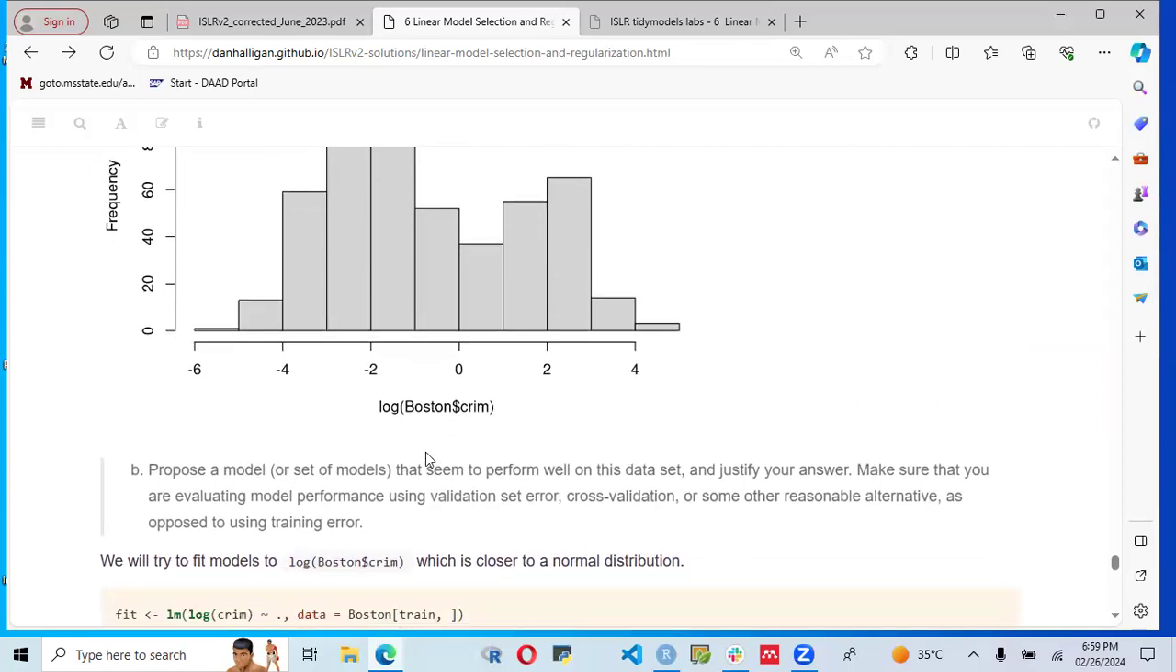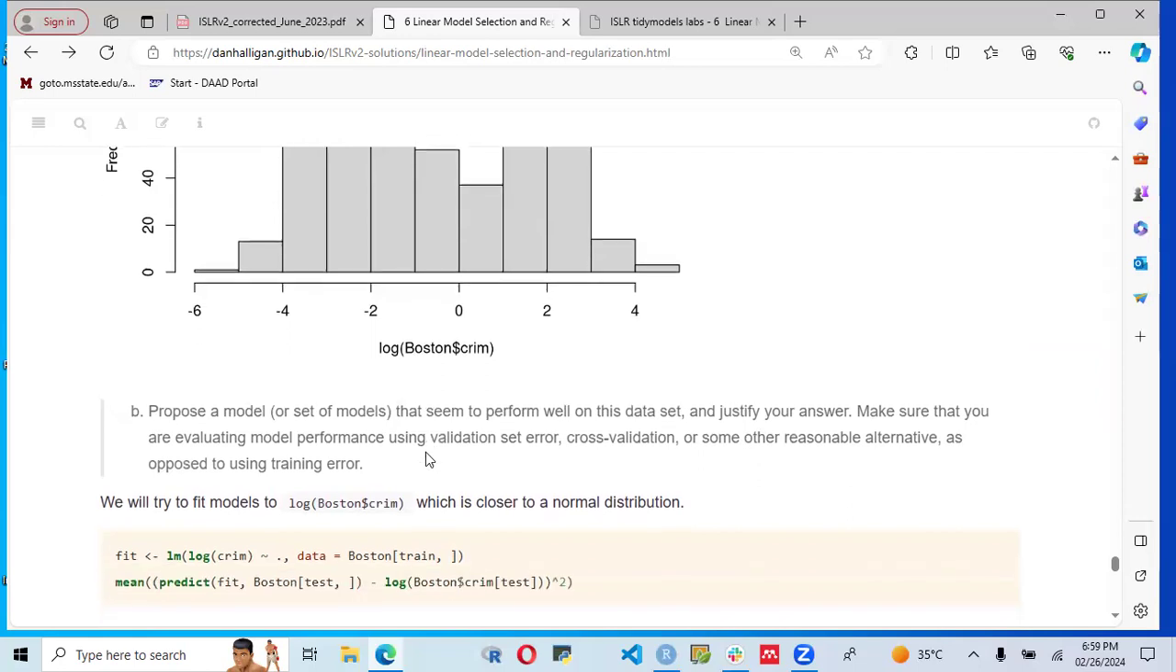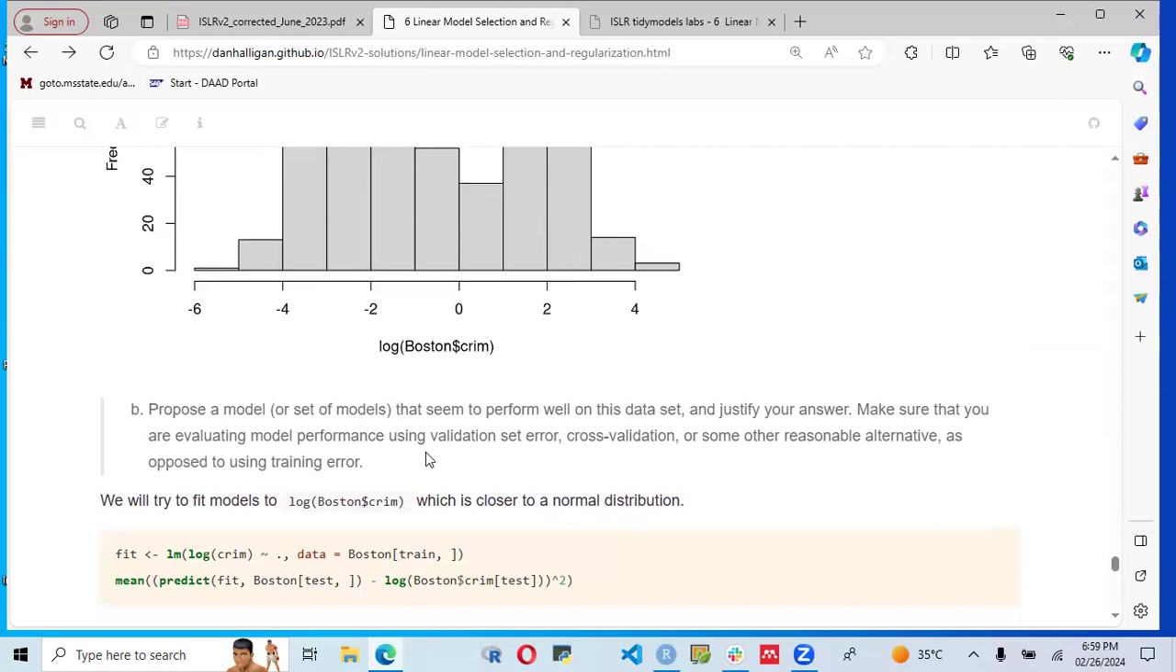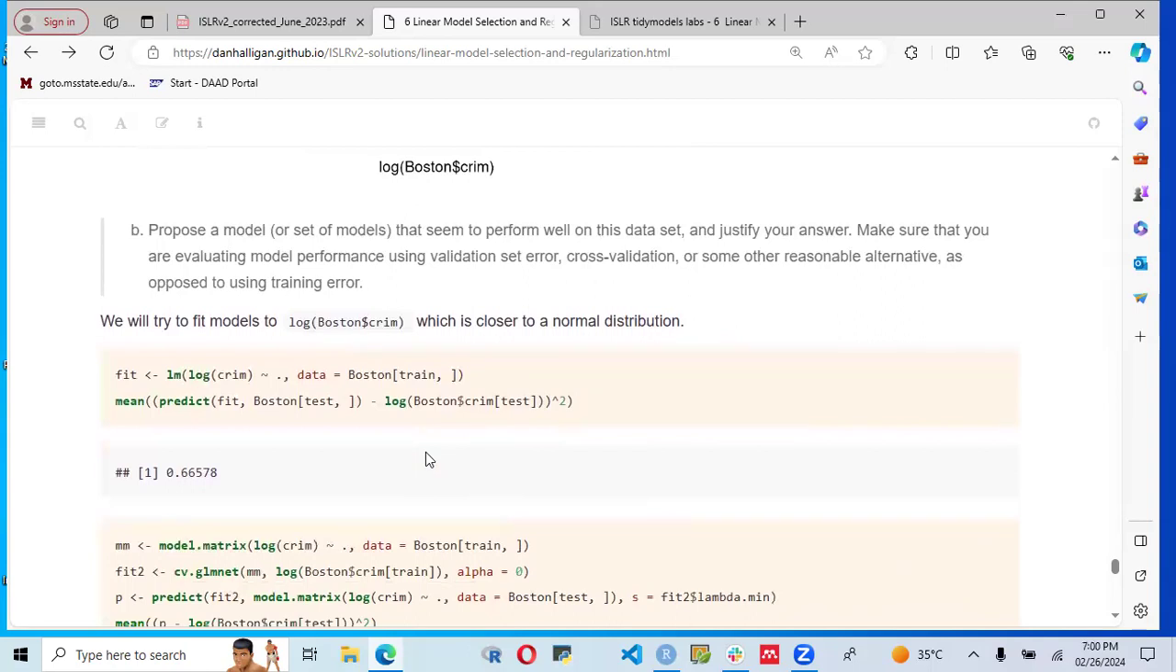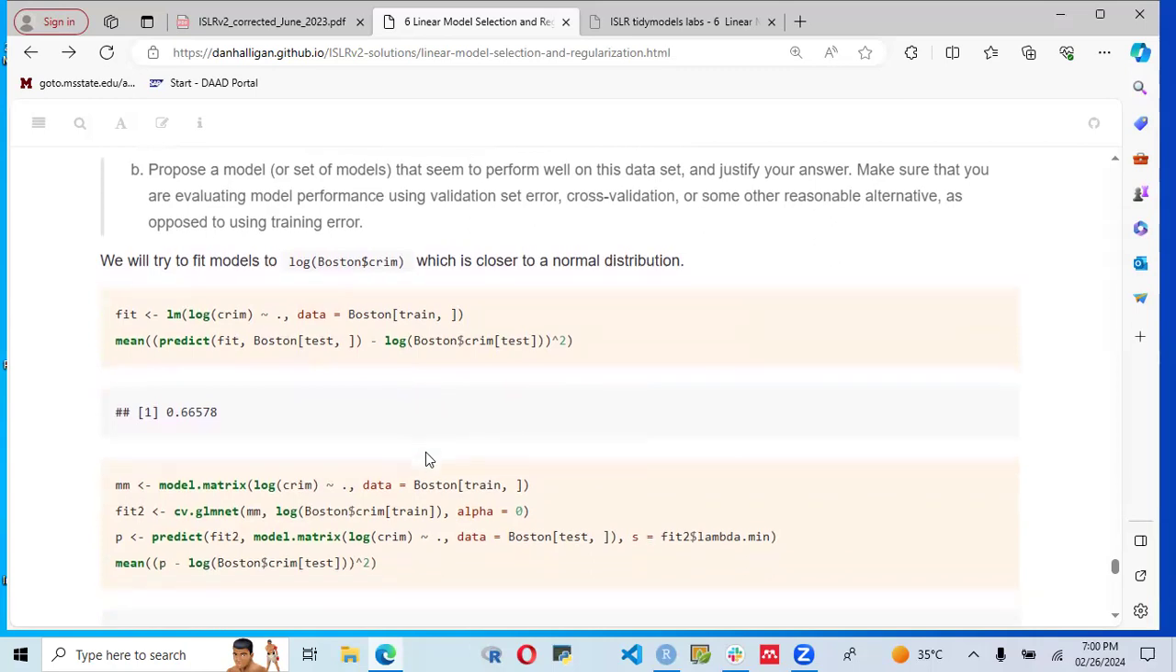So here they say propose a model that seems to perform well on this data set and justify your answer. Make sure that you are evaluating model performance using validation set error, cross-validation, or some other reasonable alternative as opposed to using training error. So here we will try to fit models to log Boston$crime, which is closer to a normal distribution. So we fit the linear model on the training data set. So we do our prediction on the test set. So we can see that the mean prediction is this.